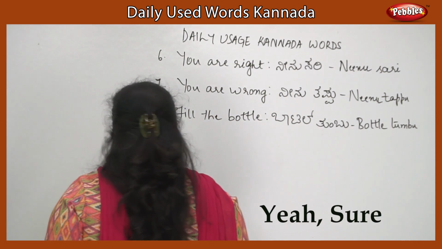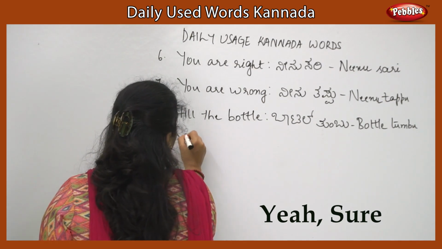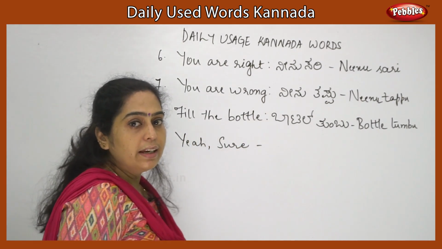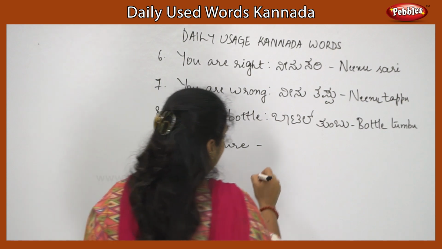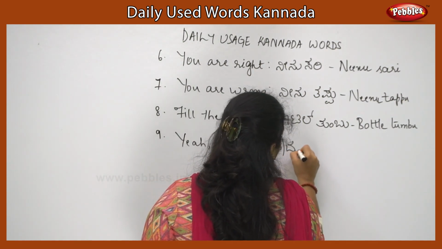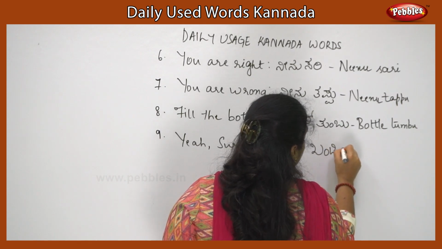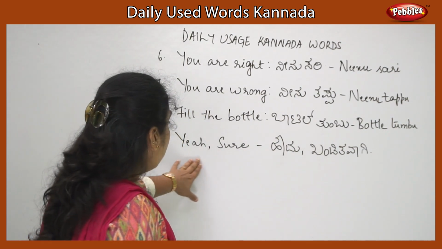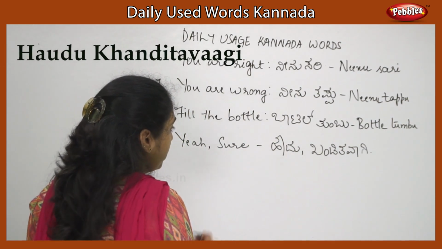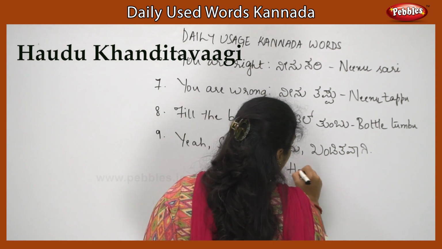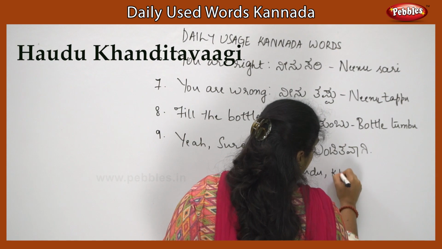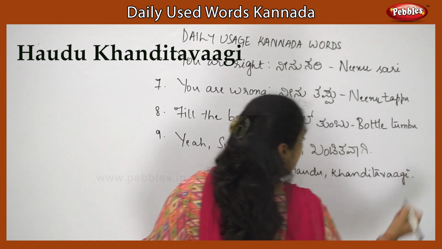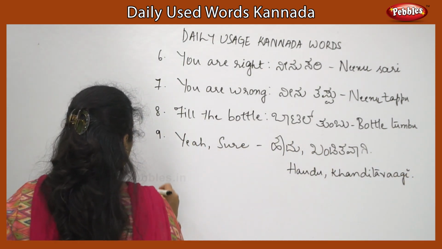Ninth one is, yeah sure. When you invite somebody, they will say, yes sure, I'll come. So that, how do? Kanditavagi. Kanditavagi nanu nimma manege bartheni. Yeah sure, I'll definitely come to your house. So that is how do? Kanditavagi. Yeah sure is kanditavagi.